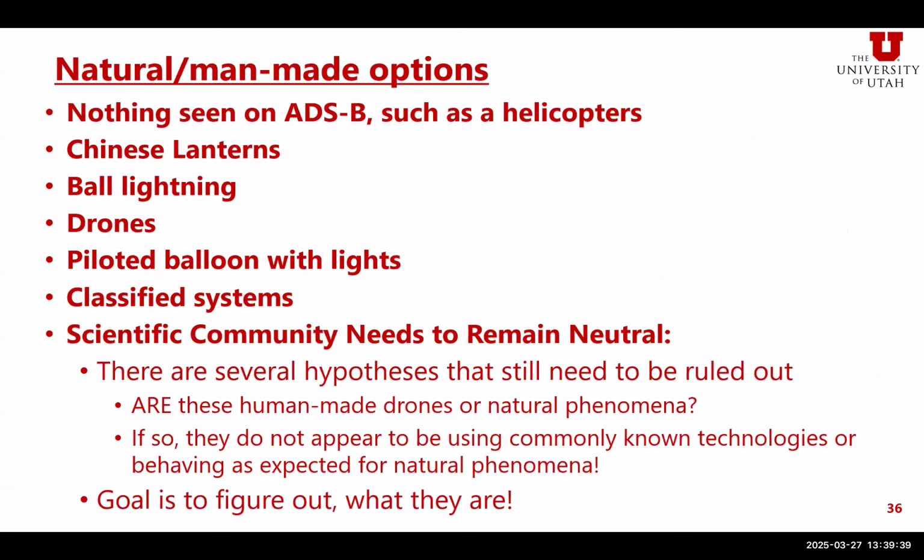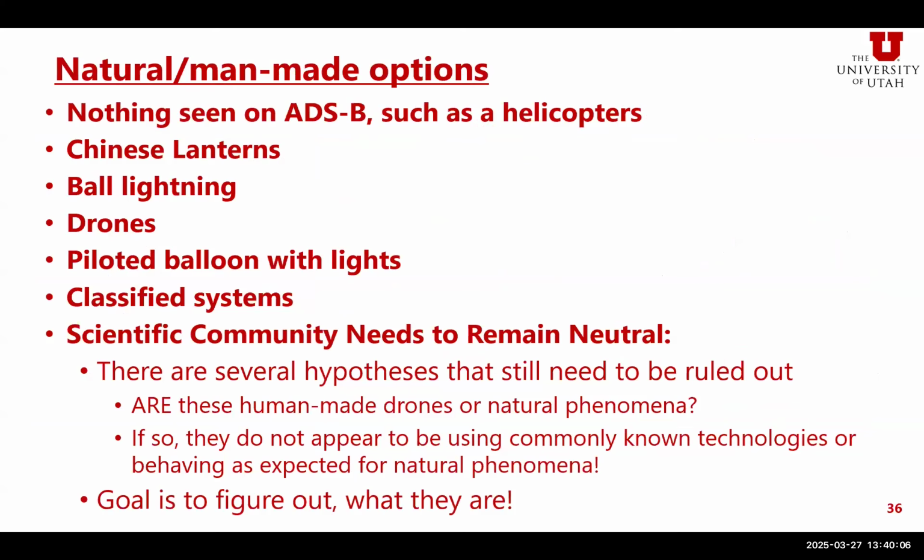Now, potential man-made options for what they could be. Some kind of a ball lightning type thing, the Chinese lantern, as I mentioned. Potentially some kind of a helicopter that didn't have its ADS-B on. The drones, piloted balloons with flares, and potentially some classified systems that we aren't talking about. But we as a scientific community need to try and remain neutral.